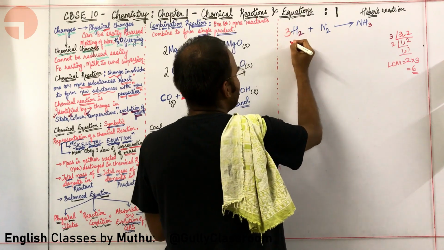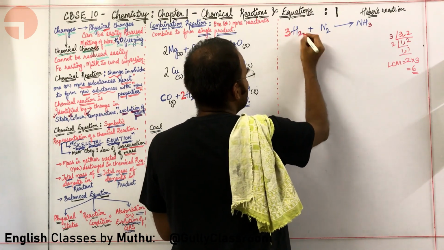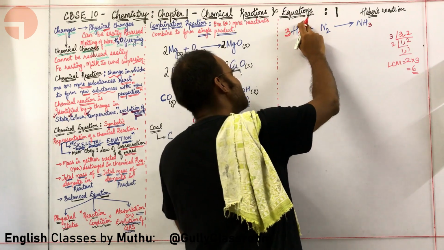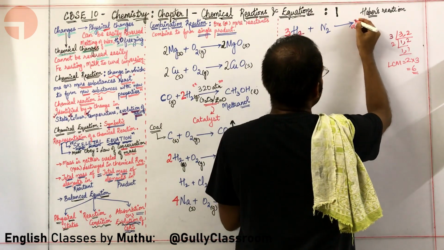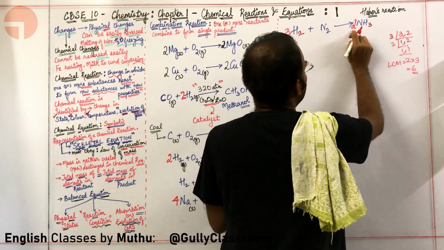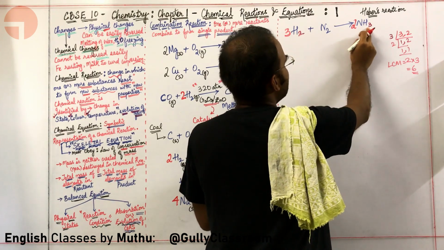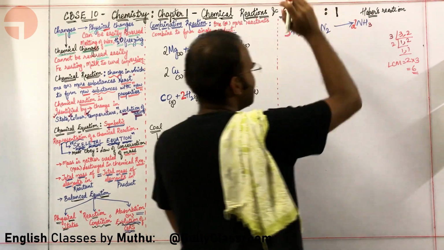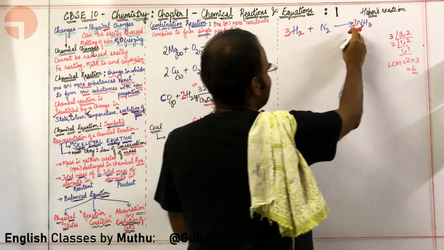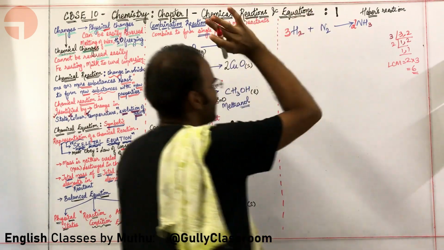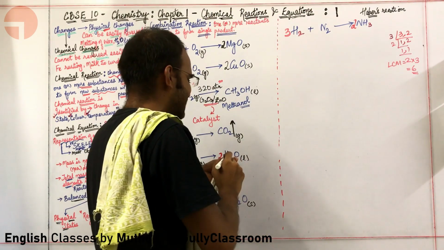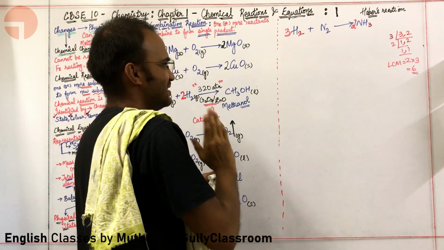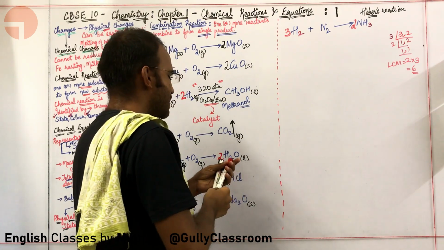I am going to add a 3. So 3 into 2, I am getting a total of 6 hydrogen. Here I am going to add a 2. Here 2 into 3, I am having 6 hydrogen. Nitrogen: here there is 2 nitrogen, here also there is 2 nitrogen. Hence this particular equation is balanced.